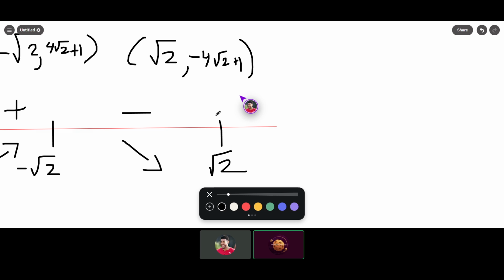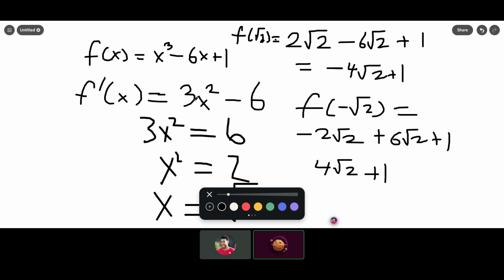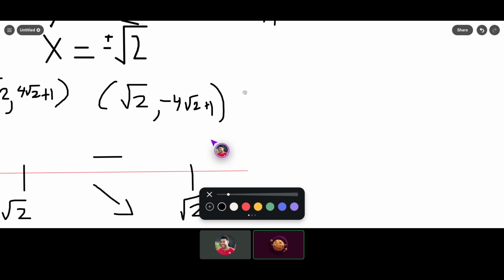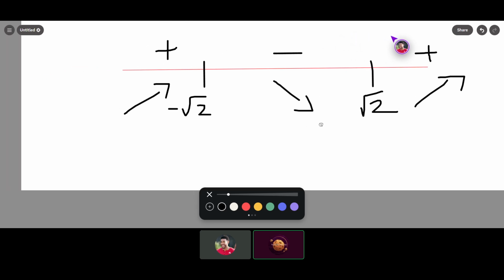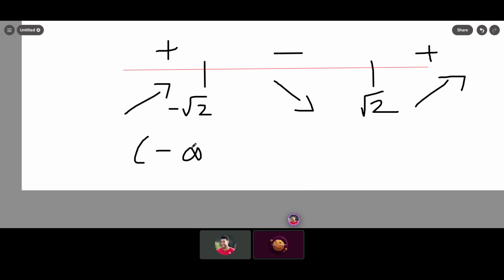Let's go to a number above root 2. So give me a value that's above root 2. 2, let's plug that in. We get 2 squared, 4 times 3, 12 minus 6. That's also a positive number. And we have found the intervals in which it is increasing.